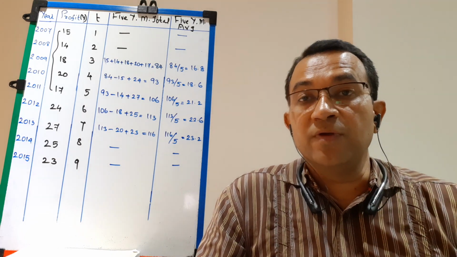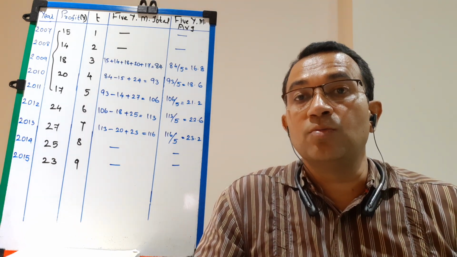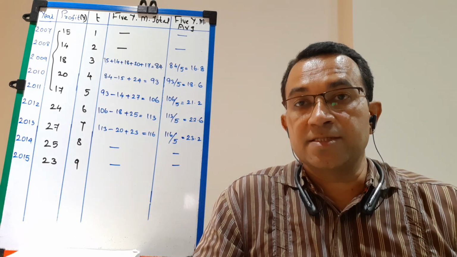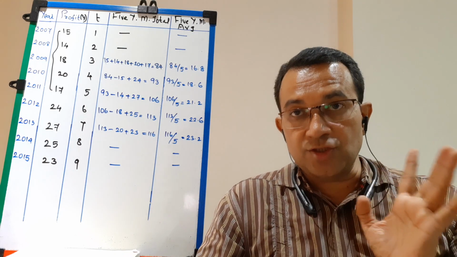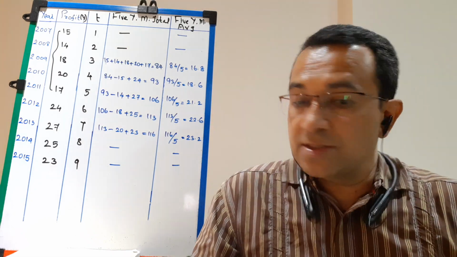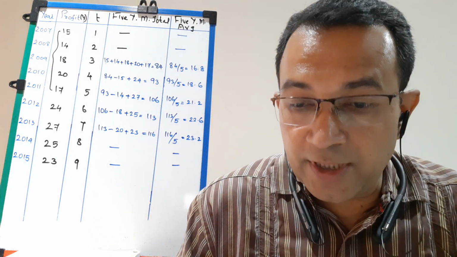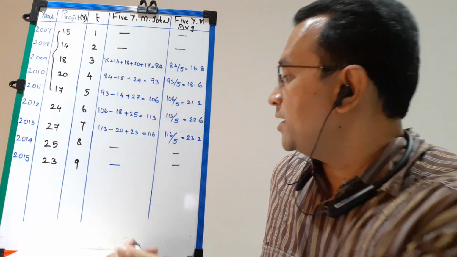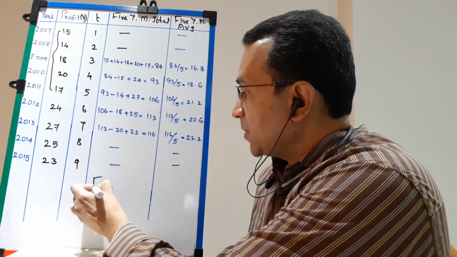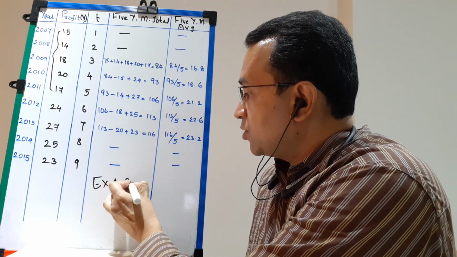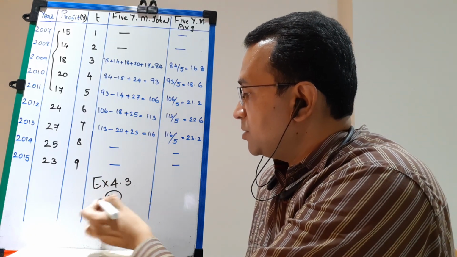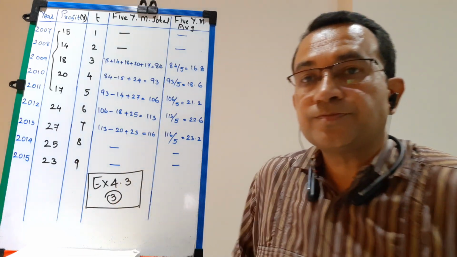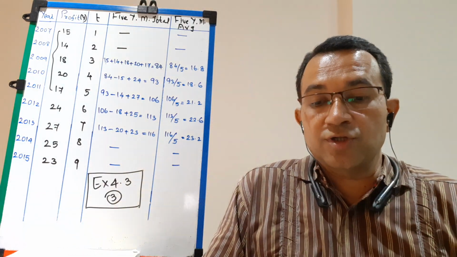Now I have written beforehand to explain you more better. This is very easy, students. I think you will understand without any hesitation. Now this is sum number 3 of exercise 4.3, students. Sorry, I forgot to write. Here I am writing exercise 4.3, sum number 3.